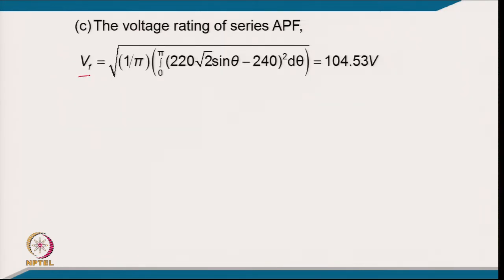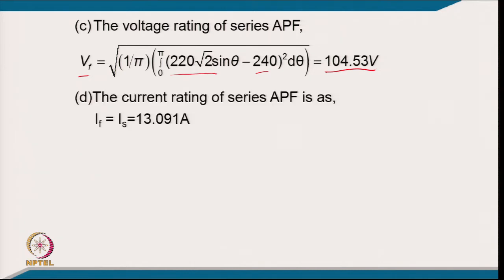And the voltage rating of the series active filter we can calculate, because the supply voltage is a sine wave of 220 volt RMS and the peak will be 220 root 2, and the diode rectifier input is 240 volt. Because it is half wave symmetry, we can take 2 upon 2 pi and take the root of this. So, we get this voltage as 104.53 volt, and the current rating of the series active filter we already calculated, that is the load current and source current.